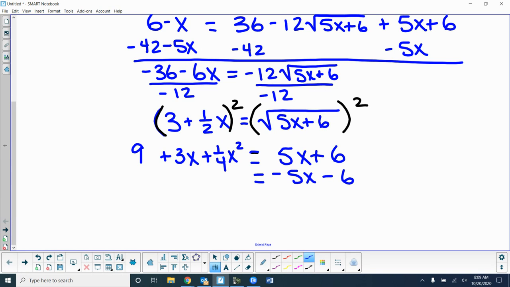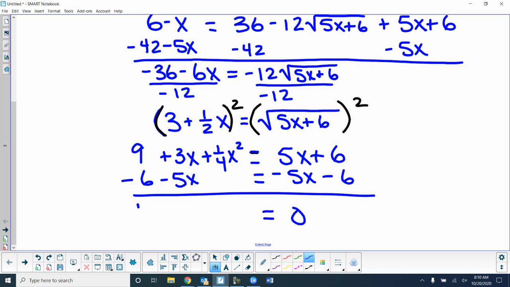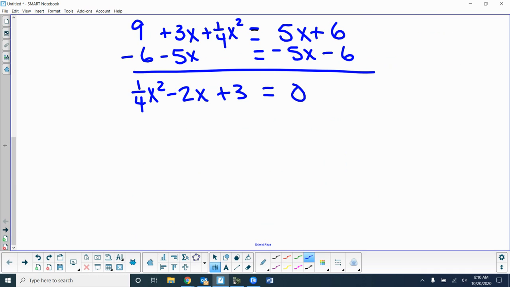Gotta set it equal to 0. So I got my 0. Let's put it in the right order. So the 1/4 will go in the front. And that's a negative 2x. And that's a 3. So that's kind of a pain to factor.